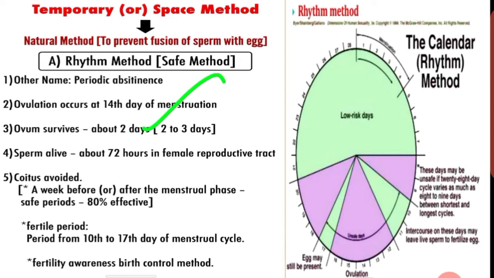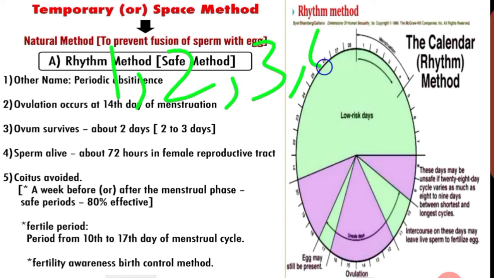And then which one is the safest period? A week before or after the menstrual phase will be the safest period. For example, if the girl or woman is having the period on date 1, 2, 3, 4, 5, before the menstrual bleeding and after the menstrual bleeding, that is the safest period. A week before or after the menstrual phase is the 80% effective, safest period.